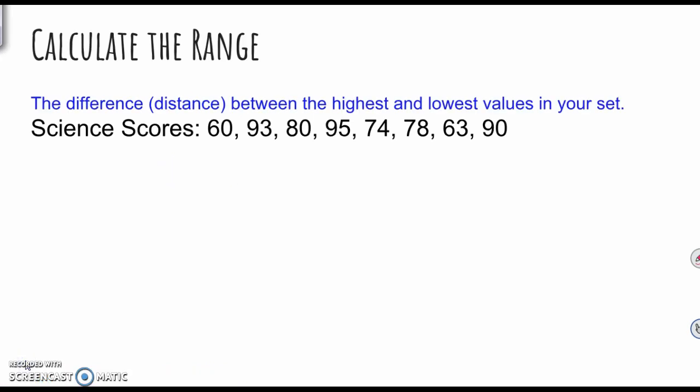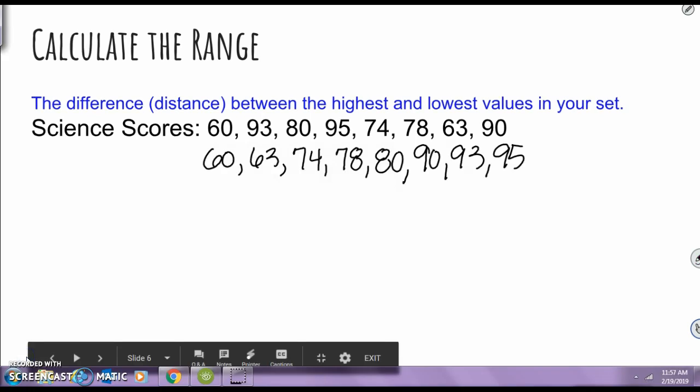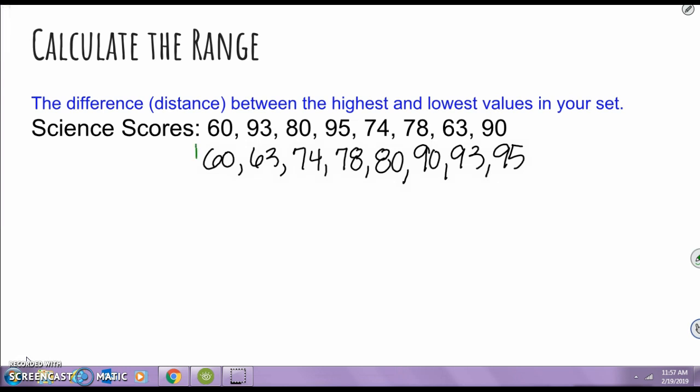Next, we are going to calculate the range. Remember, range is the difference or distance between the highest and lowest values in your set. Here are the numbers in order from least to greatest. 60 is our lowest number. 95 is our highest number.